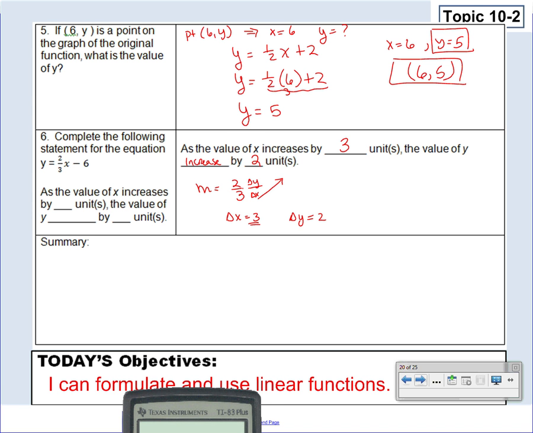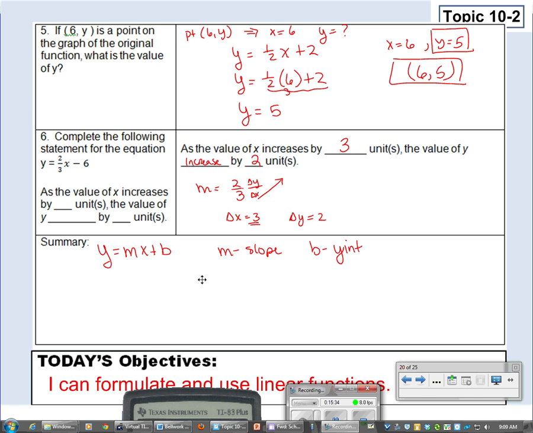So in summary, we formulated and used linear equations. We got our equation in the form y equals mx plus b. We knew that m was our slope and b was our y-intercept. And from that, we were able to use that equation to do various things. I'll leave you to complete your summary. This concludes the topic.